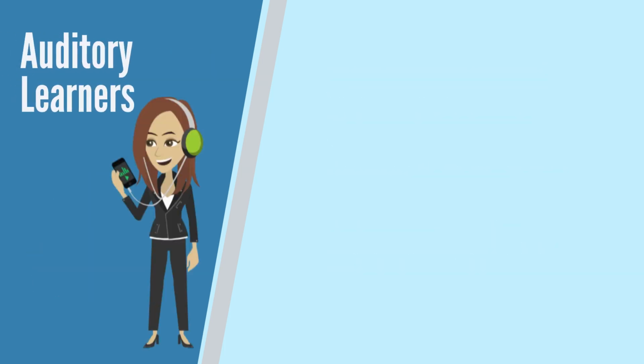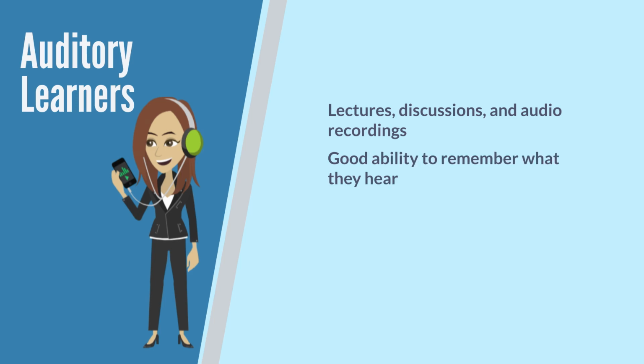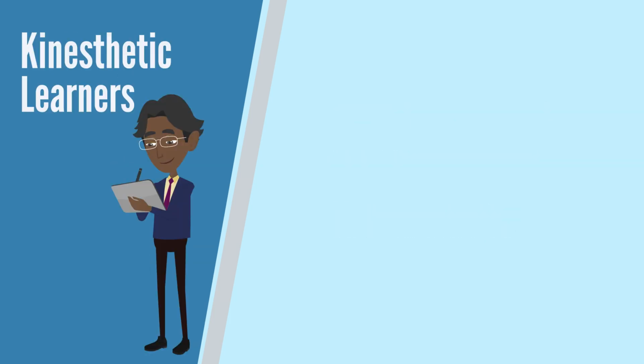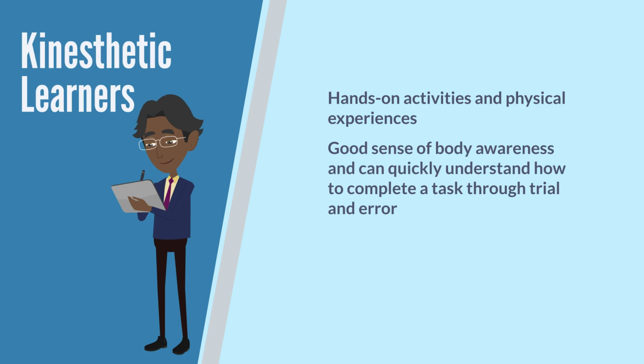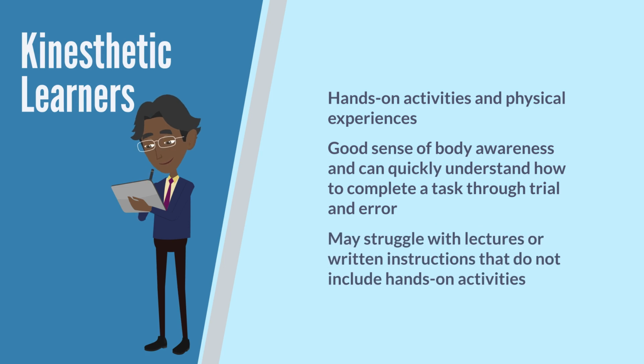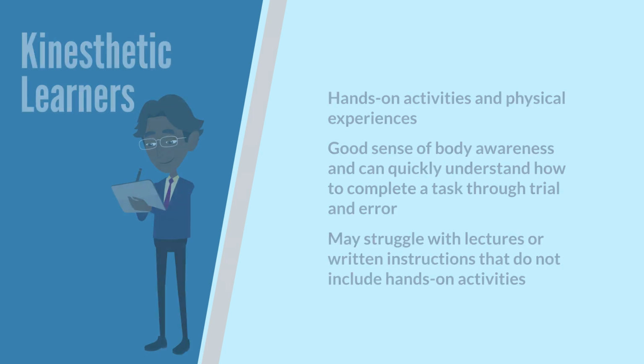Auditory learners learn best through sound, such as lectures, discussions, and audio recordings. They have a good ability to remember what they hear and may struggle with written instructions or visual aids that do not have an accompanying audio component. Next, kinesthetic learners learn best through hands-on activities and physical experiences. They have a good sense of body awareness and can quickly understand how to complete a task through trial and error. They may struggle with lectures or written instructions that do not include hands-on activities.